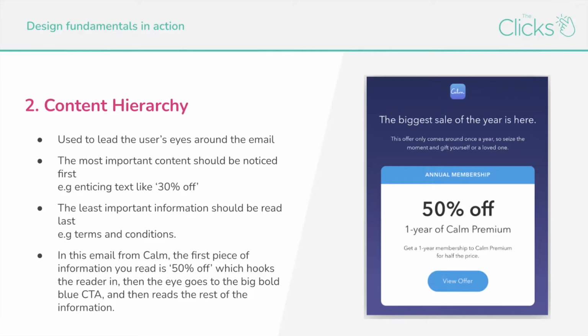So you can use text size and font weight, so making it really bold and big to help that user see that key information first. And then once they've read that information, they then go to that secondary text, which is smaller and less impactful. So that is the secondary information that they read afterwards.